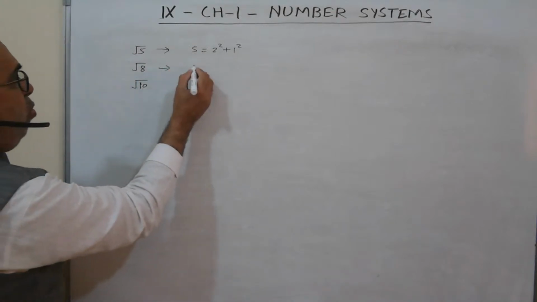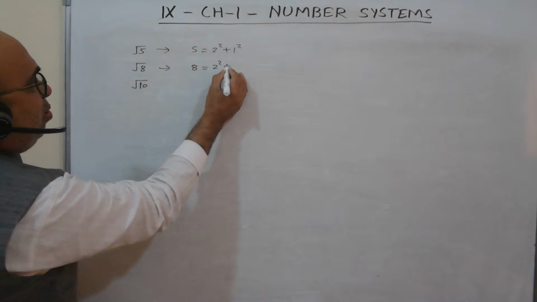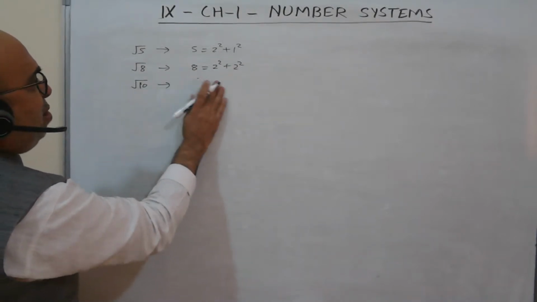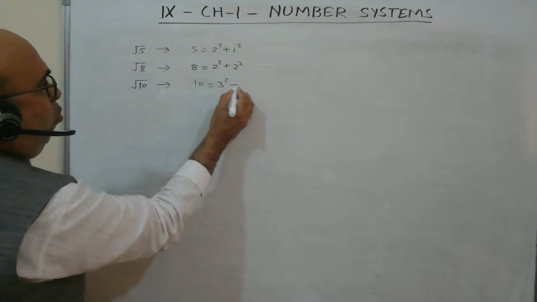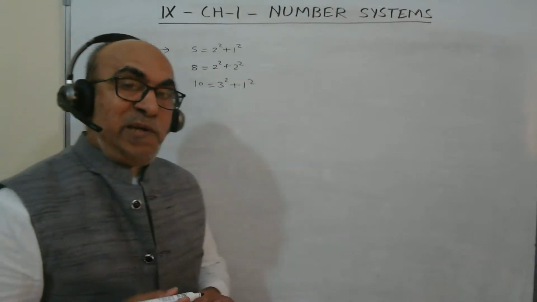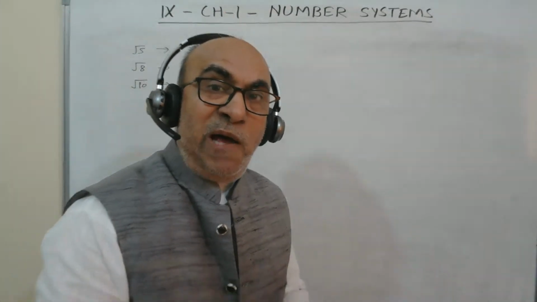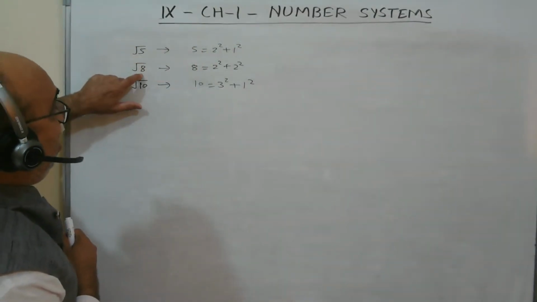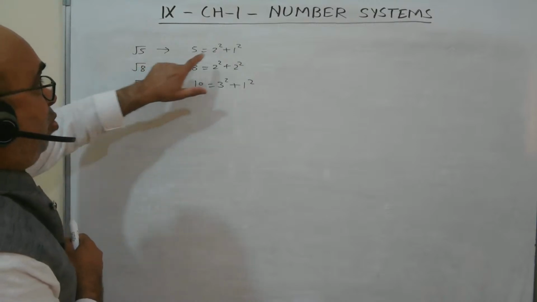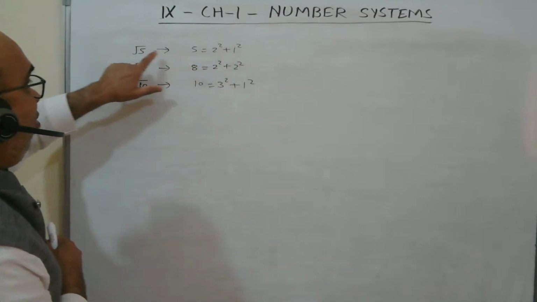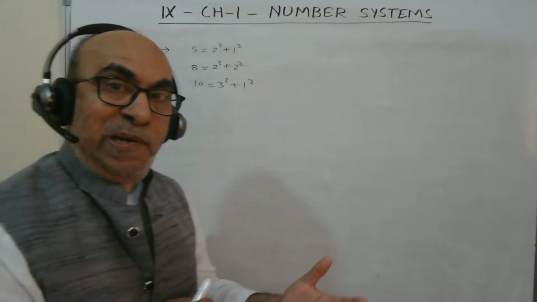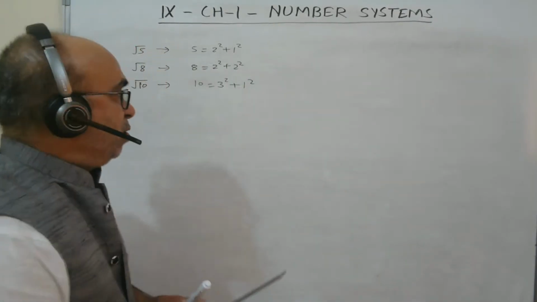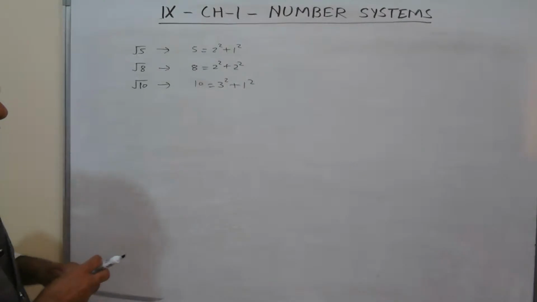8 equals 2 squared plus 2 squared. 10 equals 3 squared plus 1 squared. So this is the condition. If the sum of squares of two numbers equals the radicand, as it is known, so 2 squared plus 1 squared equals 5, it can be represented on the number line in one step by using Pythagoras theorem. So now I am representing square root 5.